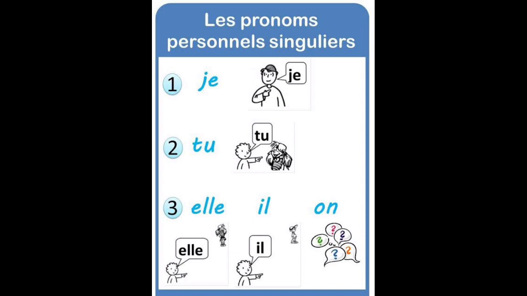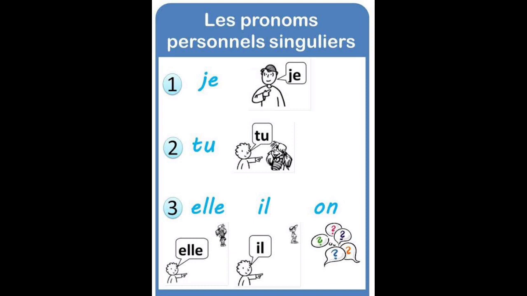The second is tu. Tu. The equivalent of tu in English is you, but for singular, when we design only one person, we say tu. In English is you.